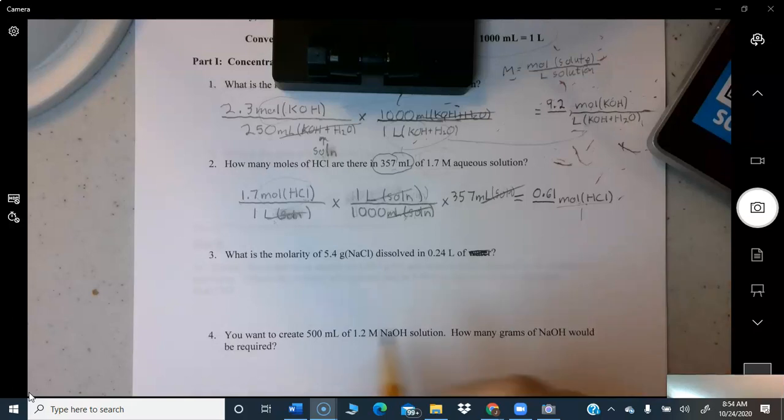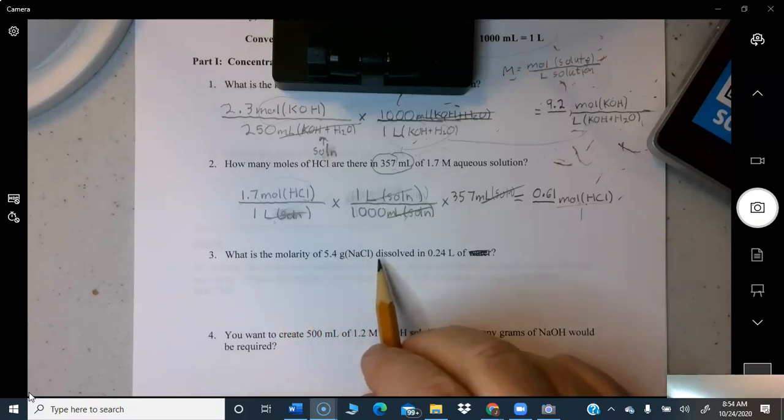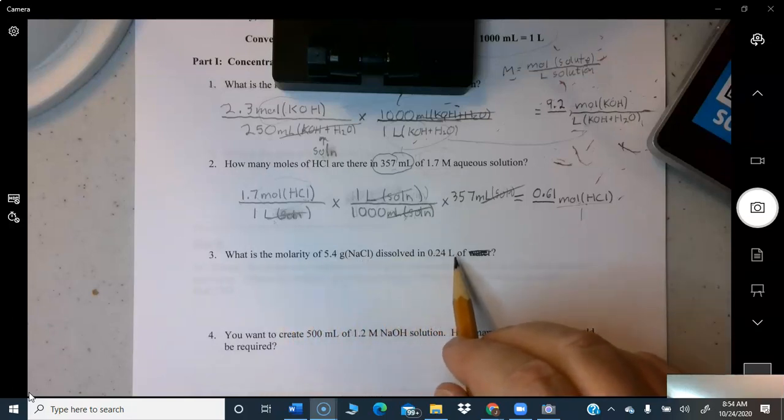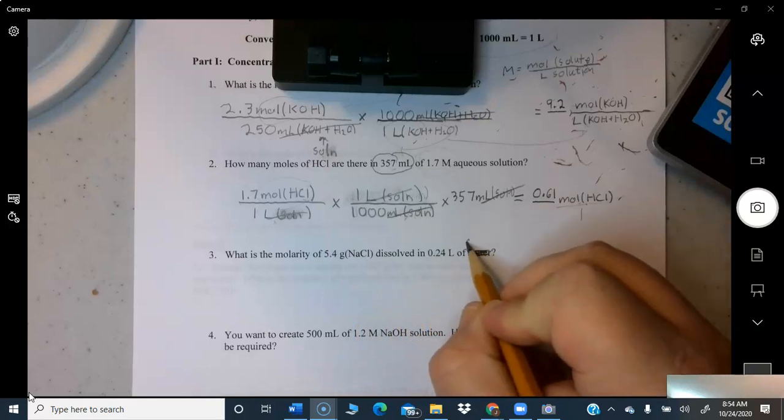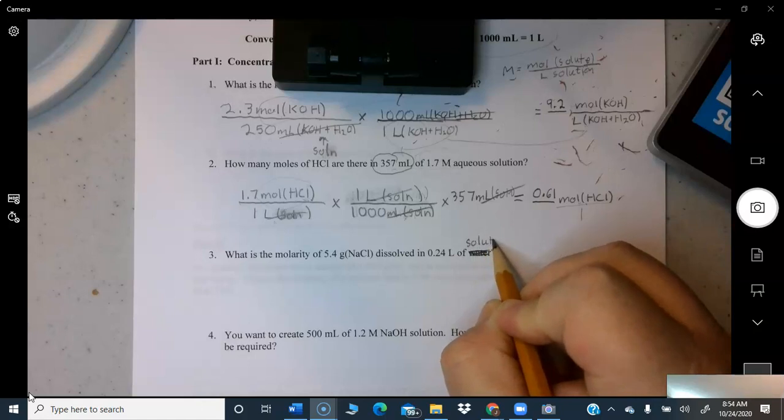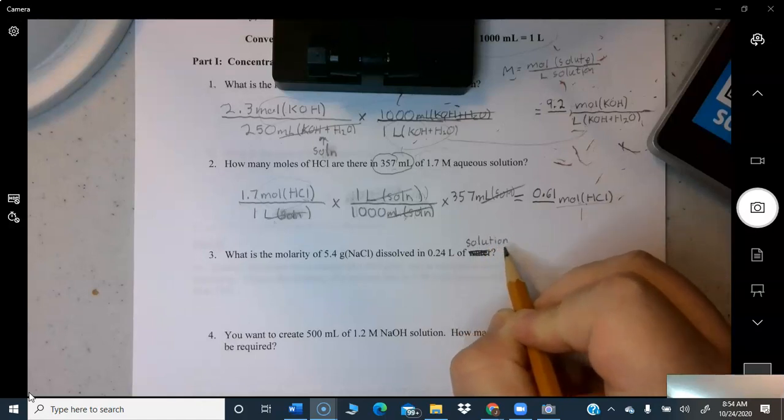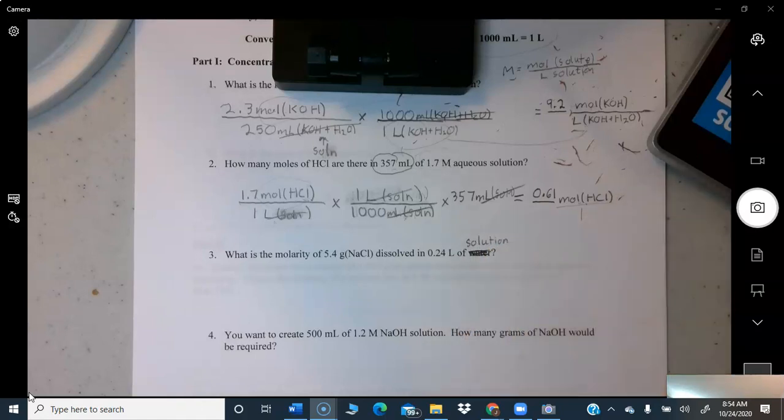Okay, on the next problem, what is the molarity of 5.4 grams of NaCl dissolved in 0.24 liters of... It has to be solution, not water. Because that's the formula for molarity, and this is a molarity problem. If it had been molality, there's a way you could have solved that. We'll get into that later. Okay, but it is molarity. All right, so it says, what is molarity?